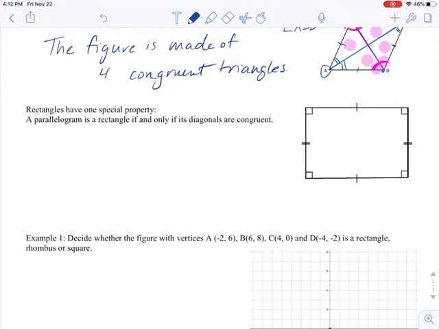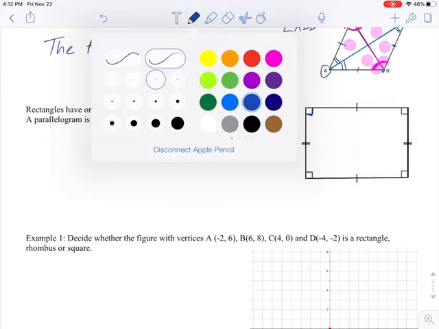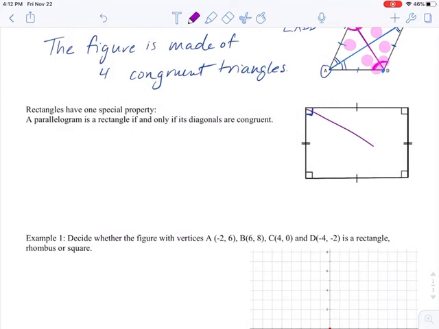Okay, rectangles have a special property. So now we're shifting gears away from rhombuses to rectangles. And again, a rectangle is a figure that has 4 right angles. A rectangle has the property that its diagonals are congruent. So when I draw this diagonal, the purple diagonal, it's going to be equal in length to the other purple diagonal. I could get out a ruler and measure that.